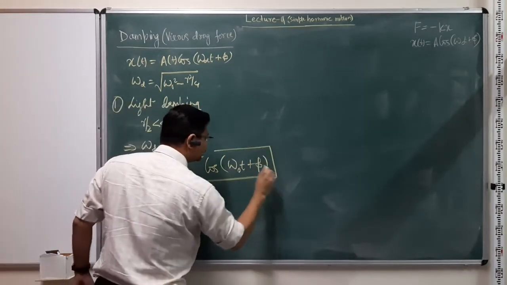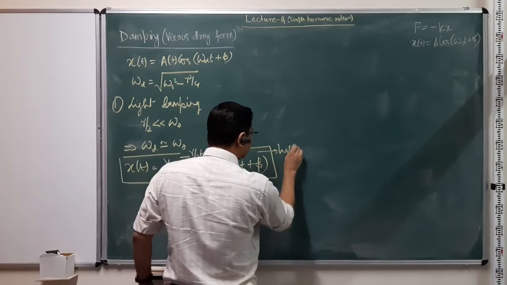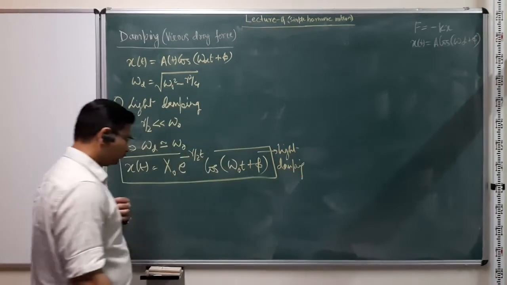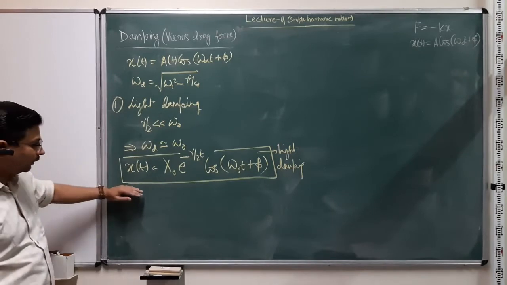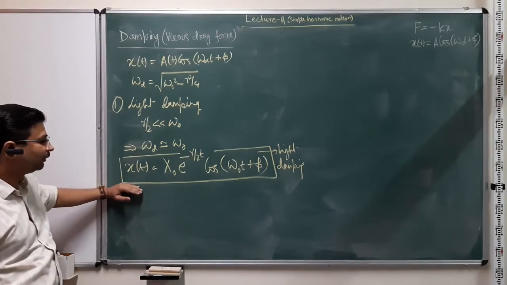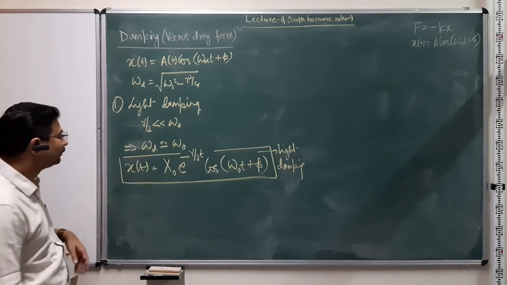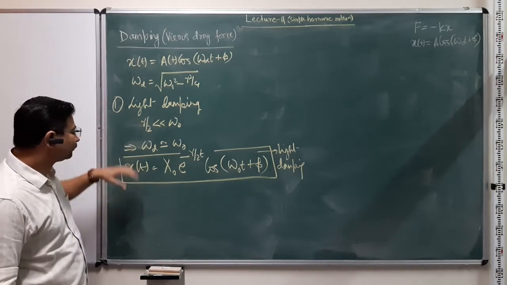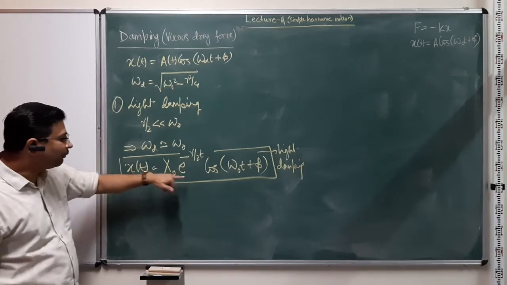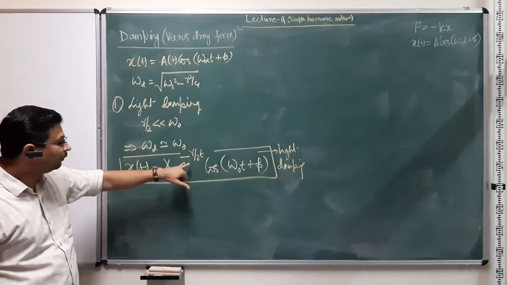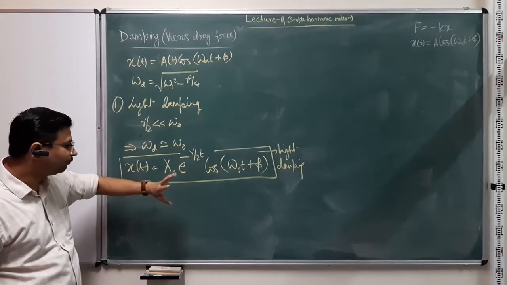So then this becomes my solution for light damping. And the information that we can get by writing the equation like this is that under these conditions, the amplitude is still going to go down as exponential of minus gamma by 2 t, right? Where gamma will determine some characteristic time.